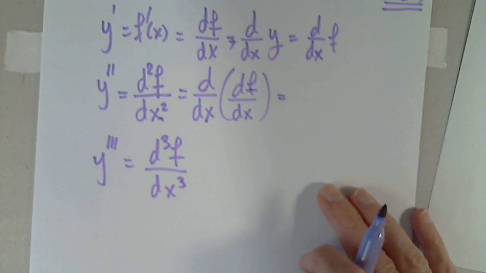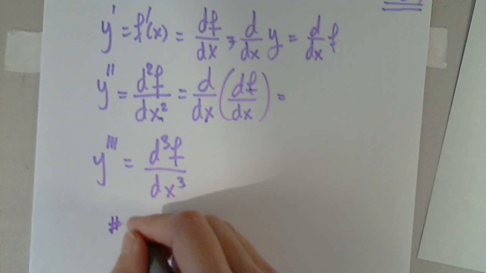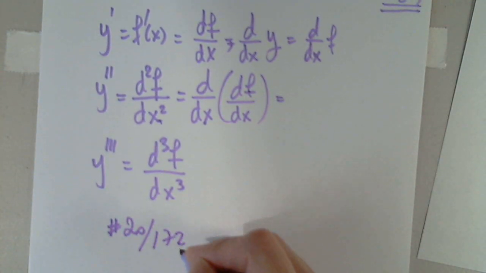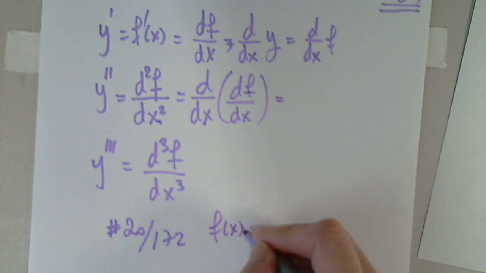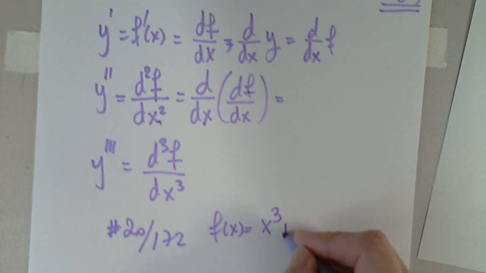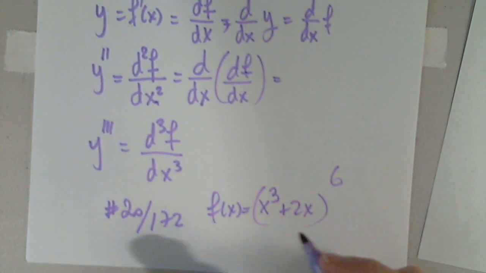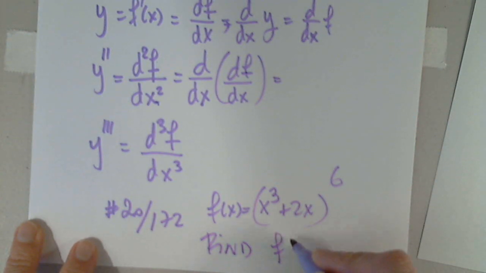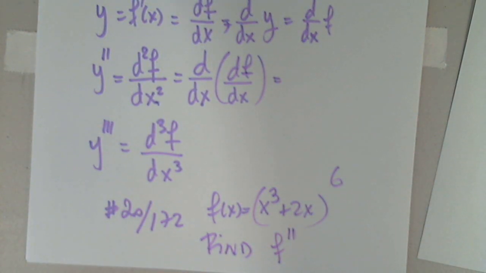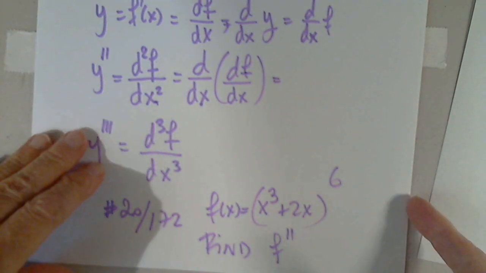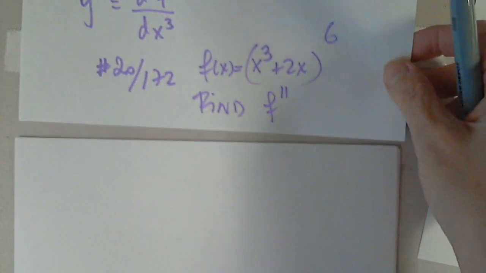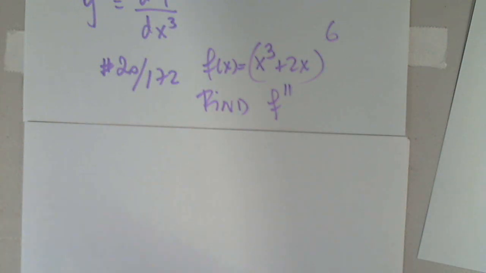Feel free to choose. I'm going to start with number 20 on page 172, and that is f of x equals (x to the third plus 2x) everything to the sixth power. They want us to determine the second derivative. I cannot find the second derivative before I find the first derivative. It's not possible. So let's find the first derivative of this function using the power rule and the chain rule.